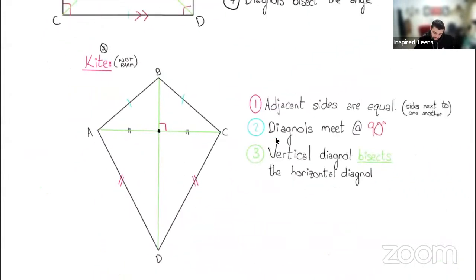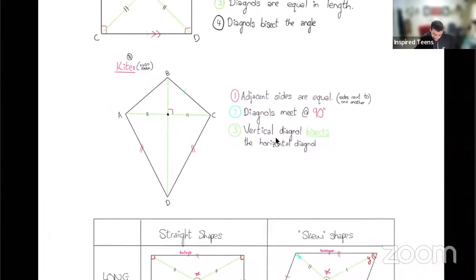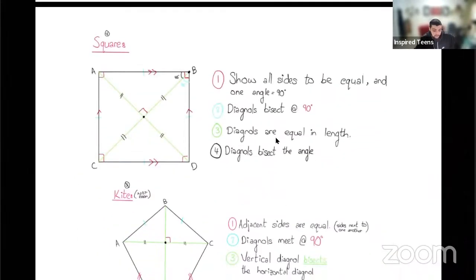Okay, and a kite: adjacent sides are equal, the sides which are next to one another. That's what adjacent means. Diagonals also meet at 90, and the vertical diagonal bisects the horizontal diagonal. So this diagonal here bisects, means it cuts in half, this diagonal. Okay, so that's a kite. The kite is the only non-parallelogram in these notes.